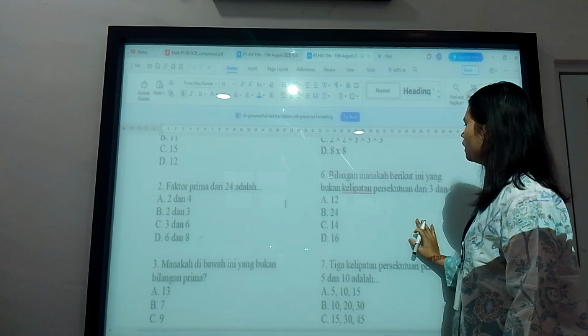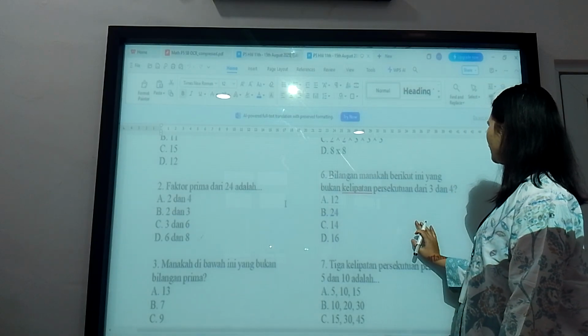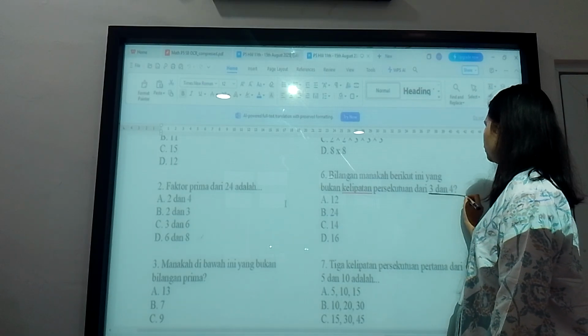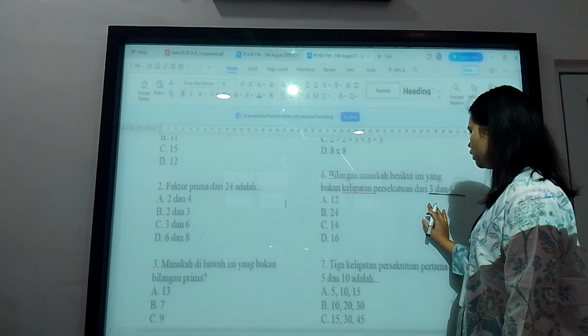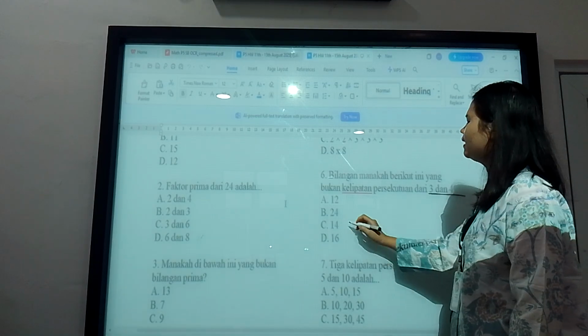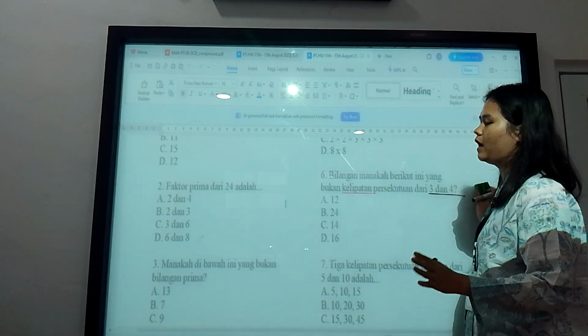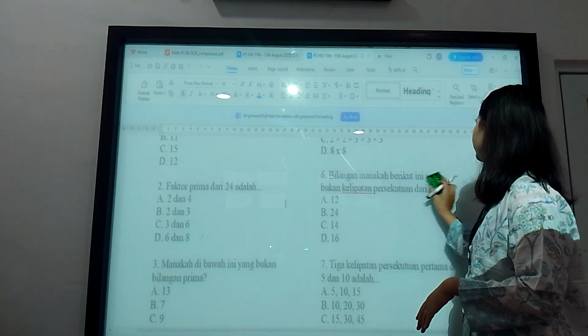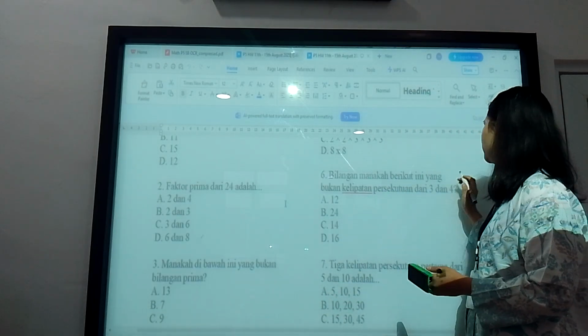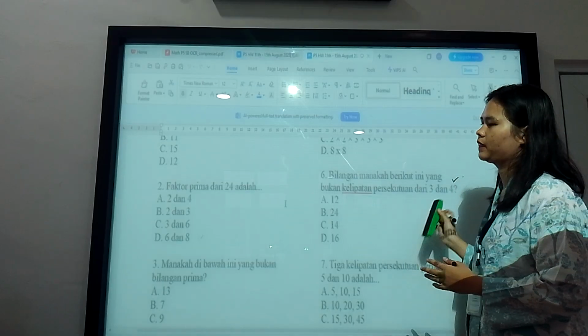Nomor 6, Miss. Oke, bilangan manakah berikut ini yang bukan kelipatan persekutuan 3 dan 4? Bukan kelipatan persekutuan 3 dan 4 ada di C14, karena tidak ada dari bilangan hasil perkalian dari 3 dan 4. 16? 16 merupakan hasil perkalian dari 4, yaitu 4 kali 4.